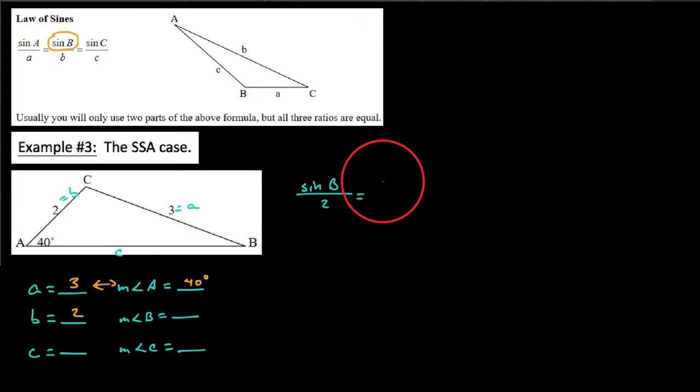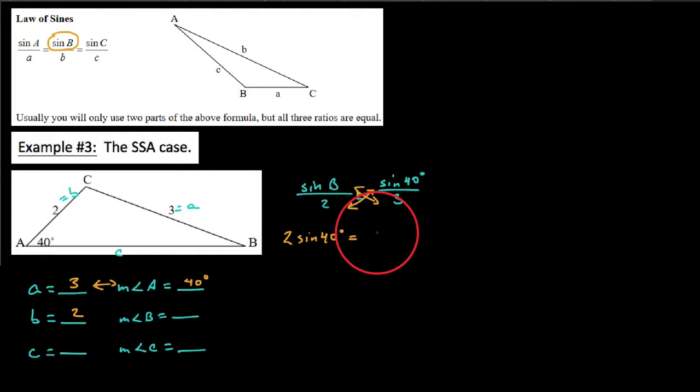And then we would say the sine of angle A, which is known, the sine of 40 degrees, divided by lowercase a across from it. So as we normally do, we can go ahead and do our cross product. We get 2 times the sine of 40 degrees, okay? That would have to be equal to 3 times the sine of B.